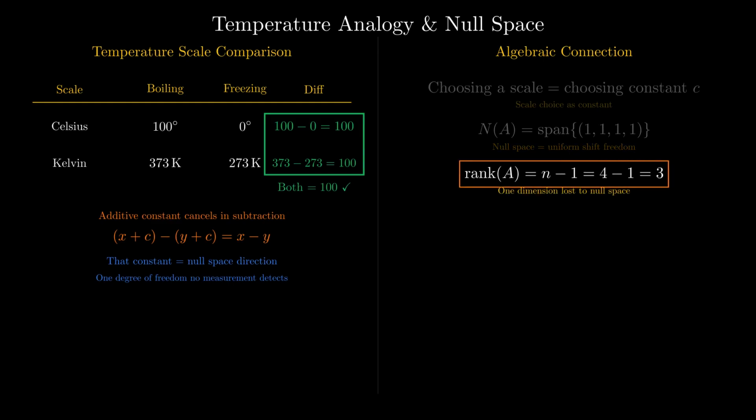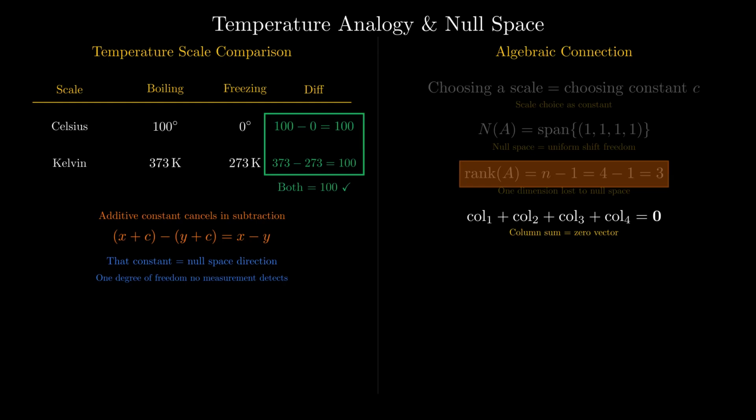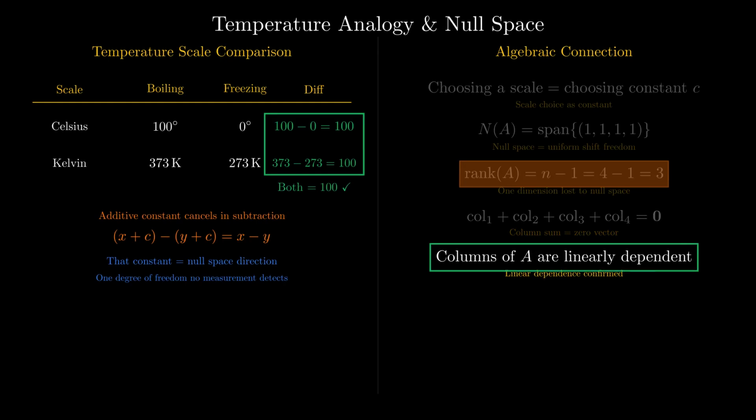The rank of A, the number of independent columns, equals n minus 1, which is 4 minus 1, giving us 3. One dimension is consumed by the null space. Finally, if we sum all the columns of A, we get the 0 vector, confirming that the columns are linearly dependent. Engineers resolve this ambiguity by grounding, fixing one node's potential to 0, like choosing sea level for altitude.